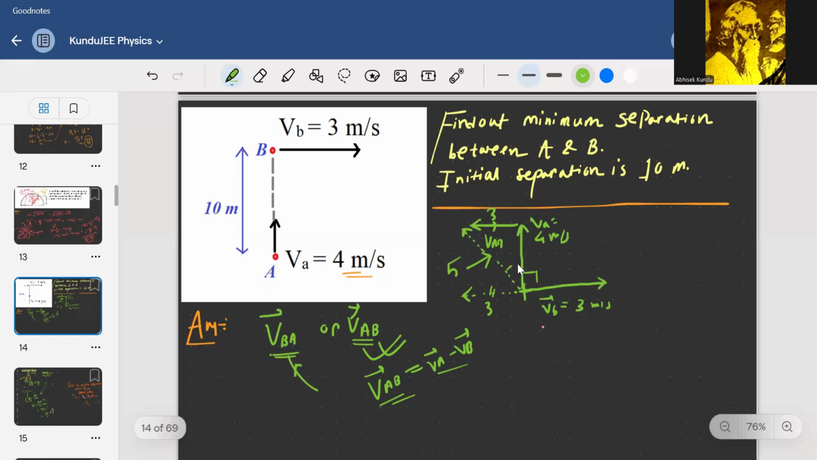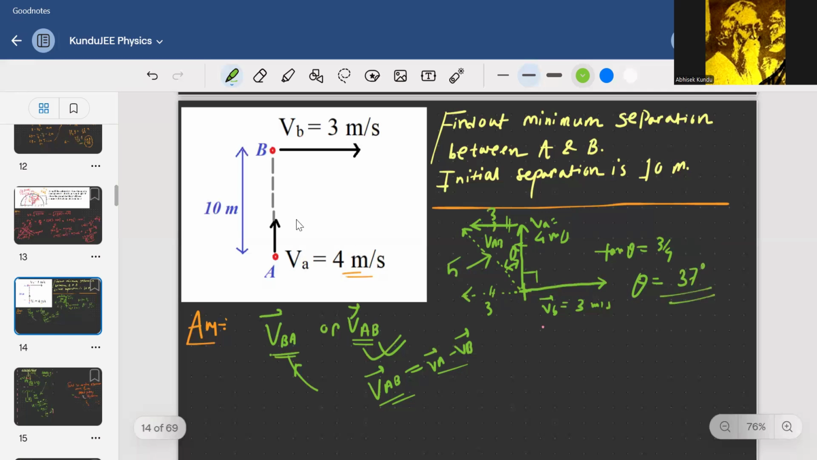And what is this angle? If this angle is theta, then tan theta is 3 by 4. Tan theta equal to 3 by 4. So theta is basically equal to tan inverse of 3 by 4, that is 37 degree. Okay.